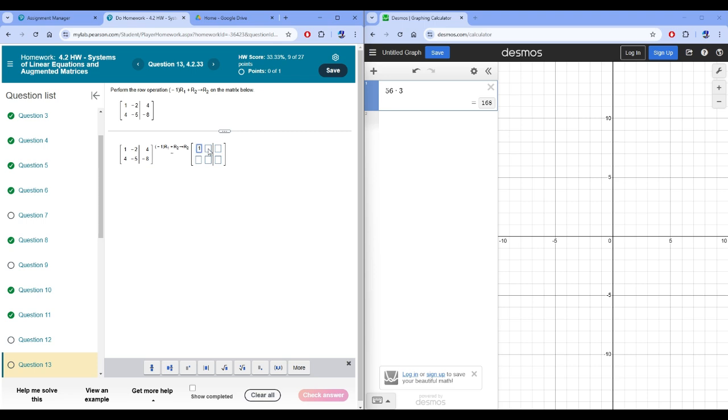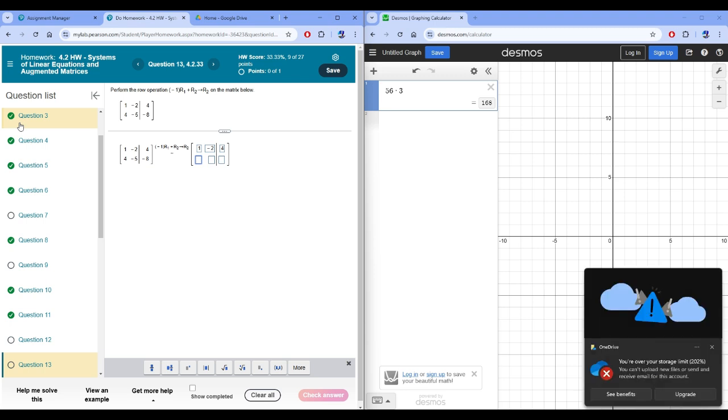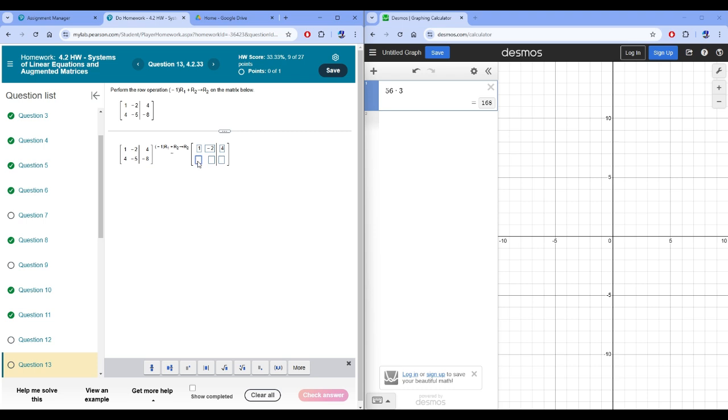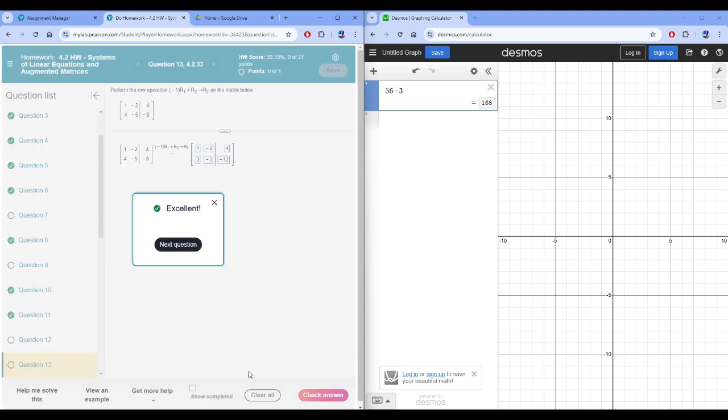So then this is going to be 1, -2, 4. 4 minus 1 is 3. -2 plus -1 is -3. And -8 plus -8 minus 4 is -12. There you go.